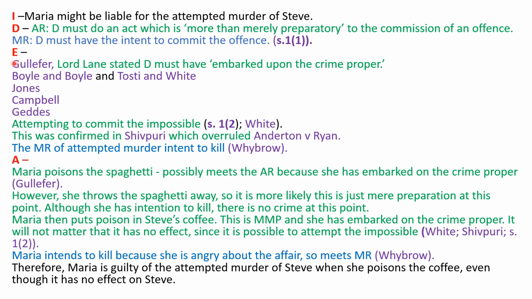So a key case to start off with is the case of Gulliver. In that case, Lord Lane famously said that the defendant must have, quote, embarked upon the crime proper. That's his definition, if you like, of what is more than merely preparatory to the commission of an offence. So attempts is a little bit problematic in that we've got this more than merely preparatory. We're not entirely clear what that means. The judge has then given us another definition to try and make it clearer.